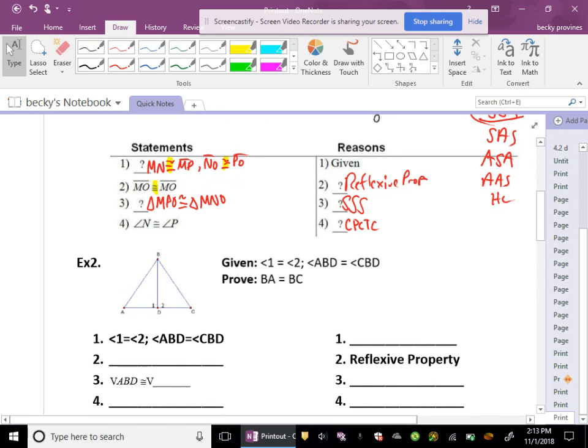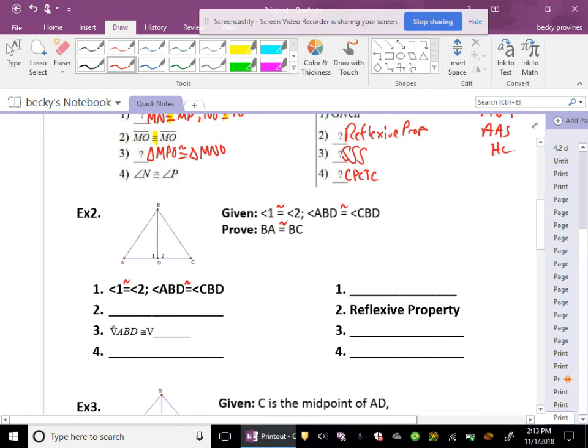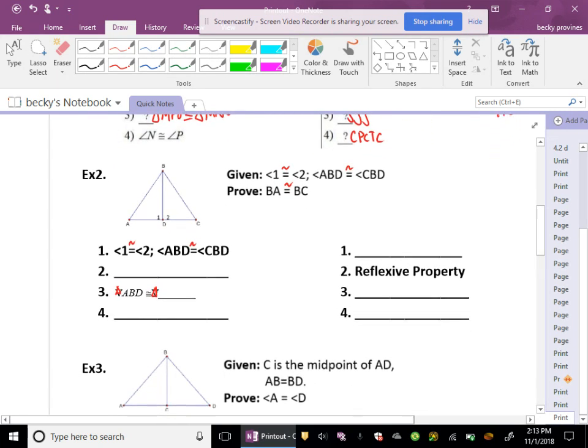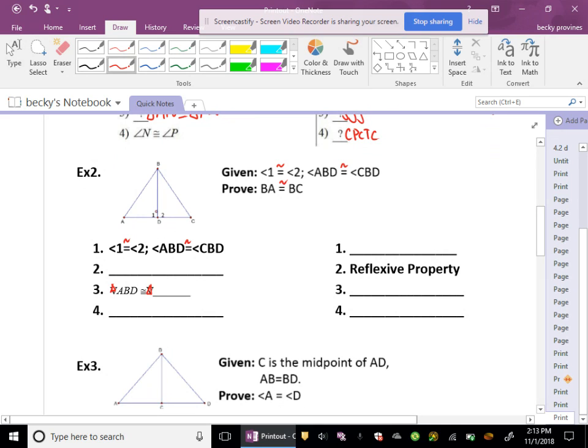Now, moving on to the next proof, I couldn't get my congruency symbol to work on my computer when I was typing this out. So these are all congruent. And for some reason, these are supposed to be triangles, so nothing's really working. Okay, let's put in the information. Angle 1 and angle 2 are congruent. Angle ABD and CBD are congruent. And this is all given.